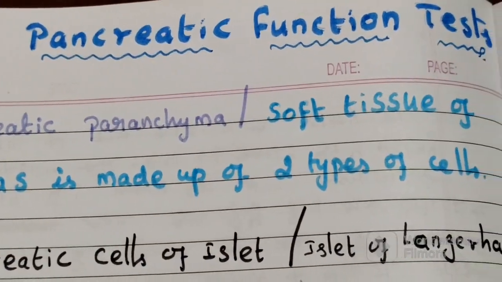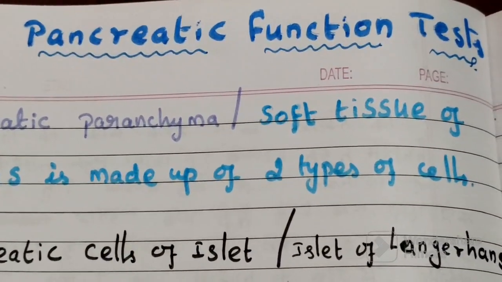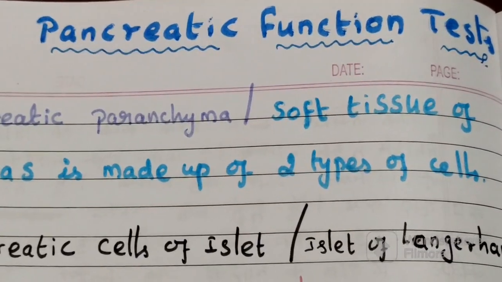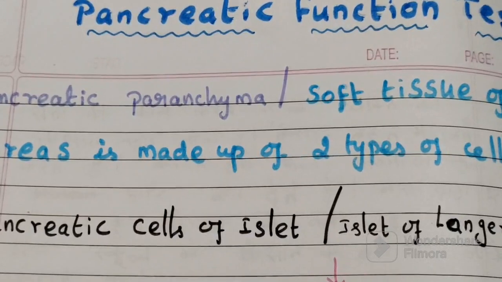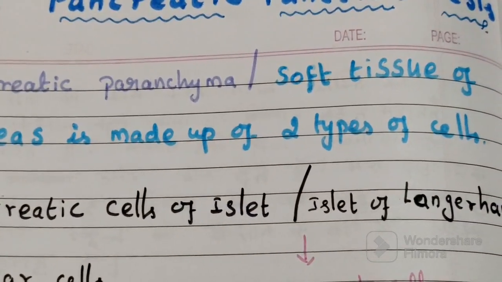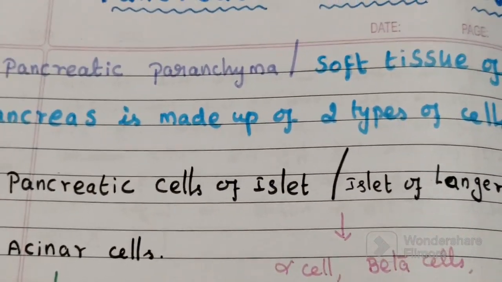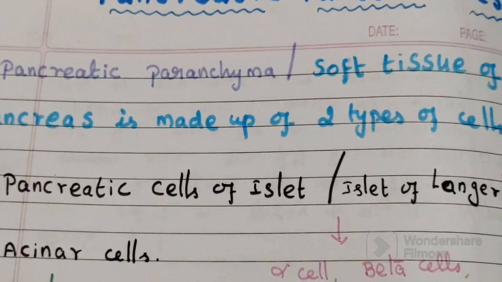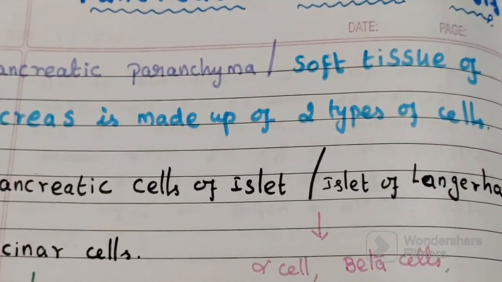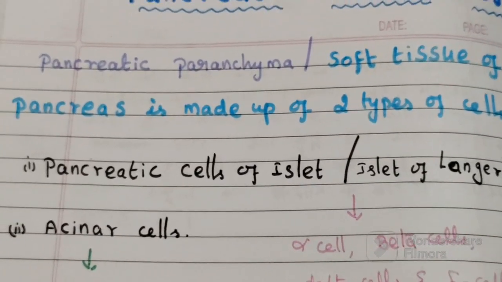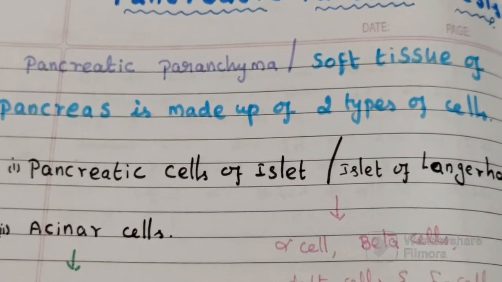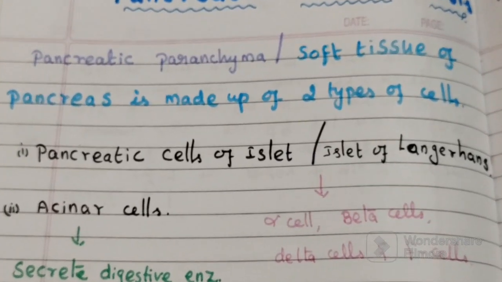In this video, we'll discuss pancreatic function tests. Now look at the anatomy of the pancreas outline. Pancreatic parenchyma, or soft tissue of the pancreas, is mainly made up of two types of cells.